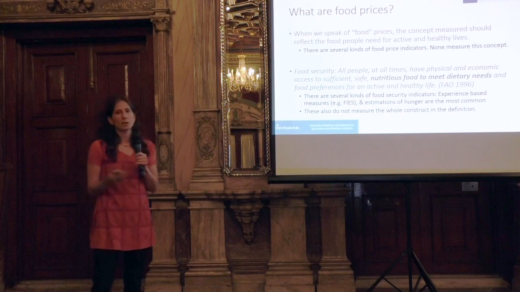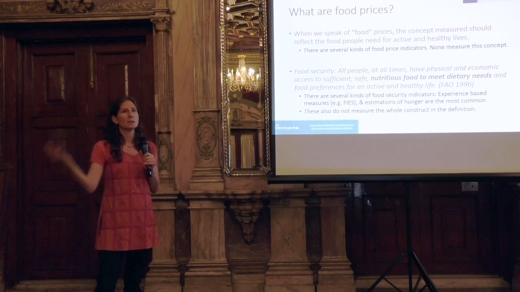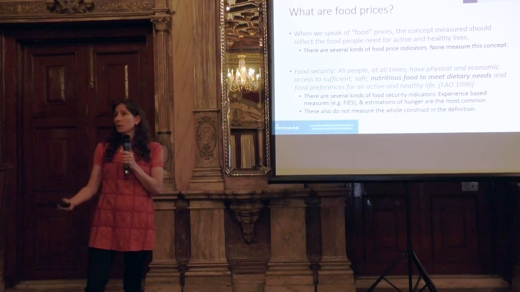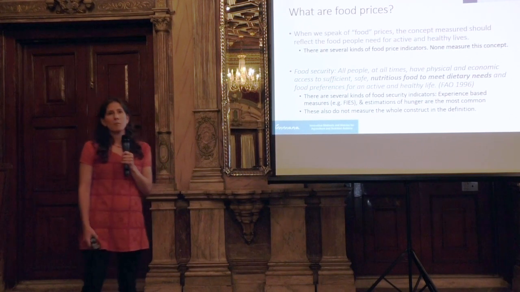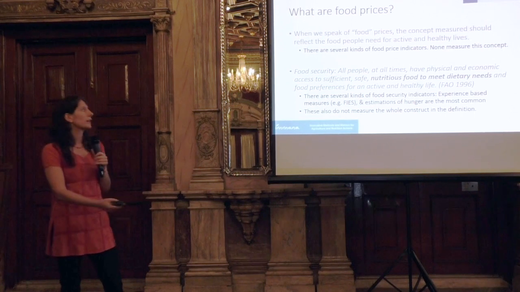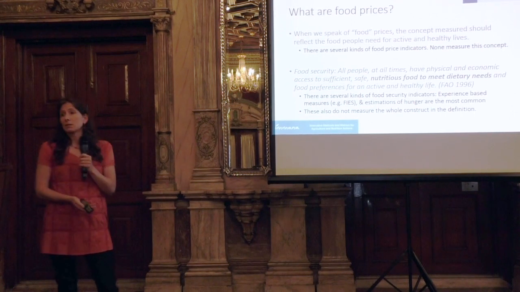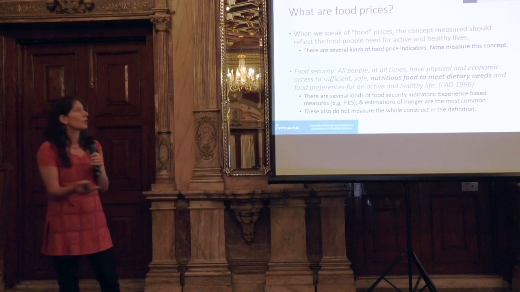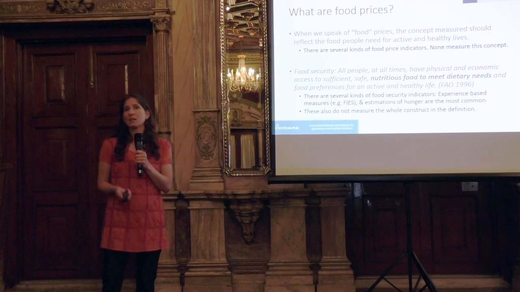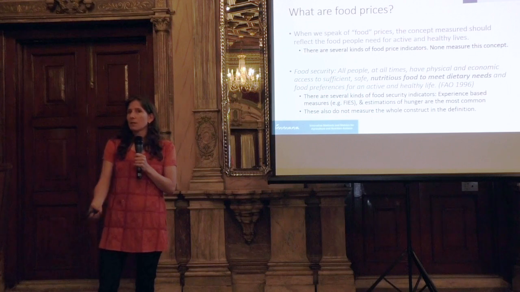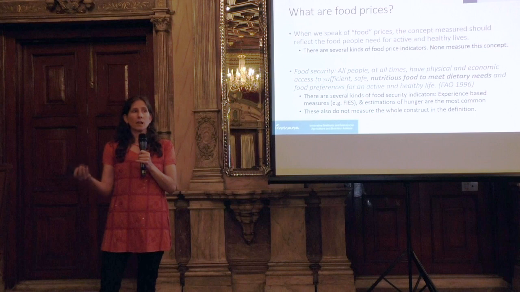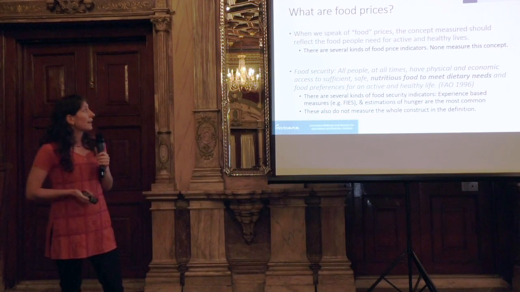There's experience-based measures, such as the Food Insecurity Experience Scale, which has been scaled up worldwide. There's estimations of hunger. These are most commonly used as food security indicators, but it's always a question of how you measure it. And also, there's no food security or food access indicator I'm aware of that measures the full definition of food security in terms of access to nutritious food to meet dietary needs. So this is also kind of filling that gap, as food prices are actually an indicator of food access.